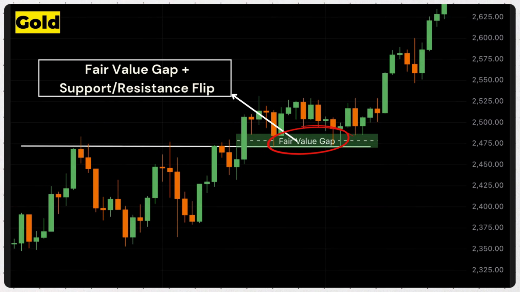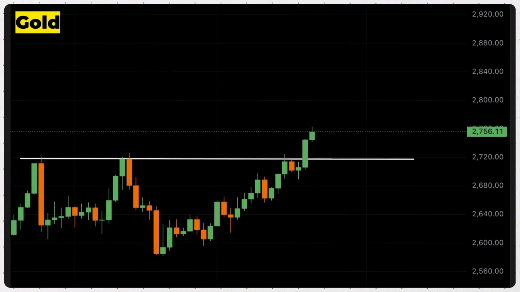This overlap is important. It gives traders two reasons to focus on the same area: the fair value gap showing imbalance and the support resistance flip showing structural acceptance. In trading, nothing guarantees a bounce. But when multiple tools point to the same level, it increases the quality of the setup and helps filter out weaker fair value gaps. Now let's look at another chart of gold.